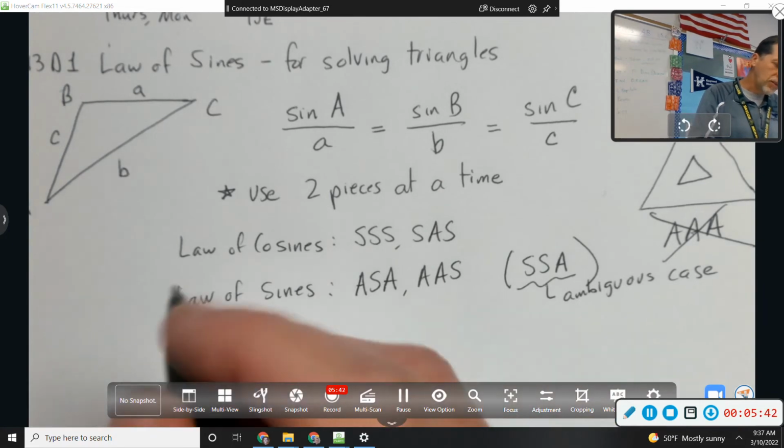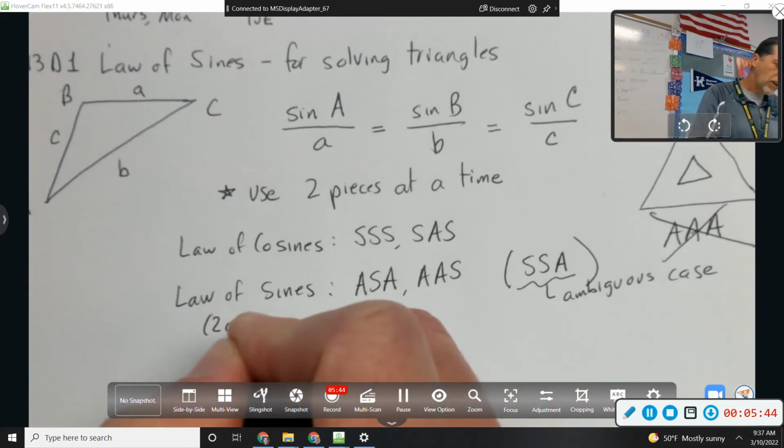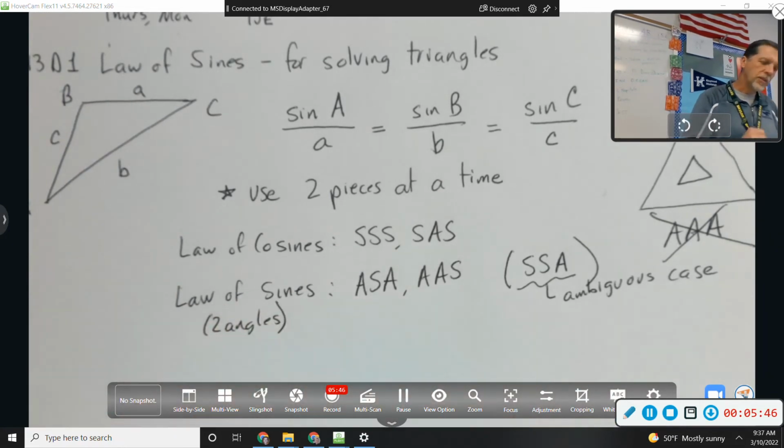Maybe the easiest way to say it is you use law of sines if you have two angles. That's another way to think of it. If you have two angles, you use law of sines.